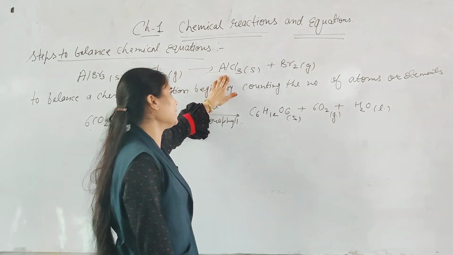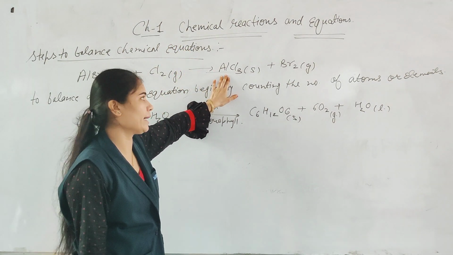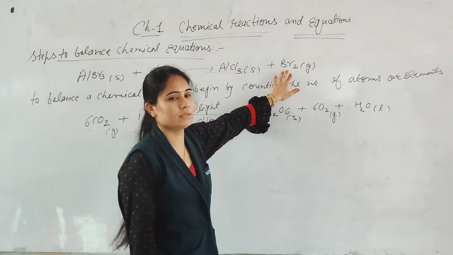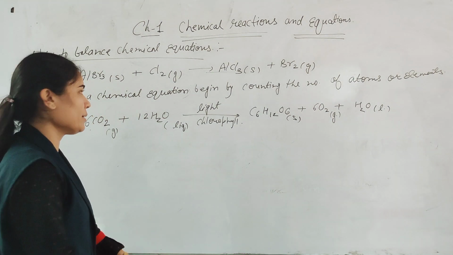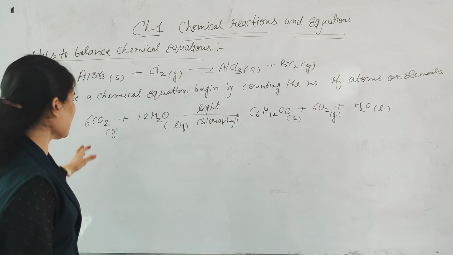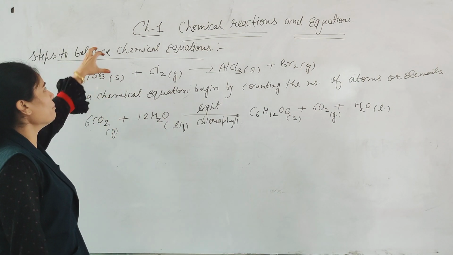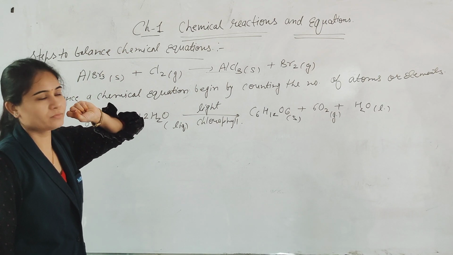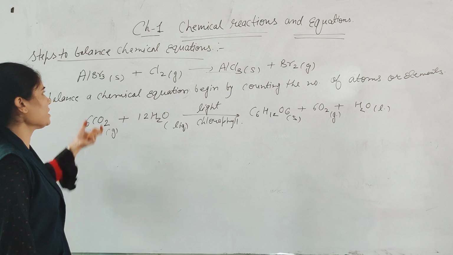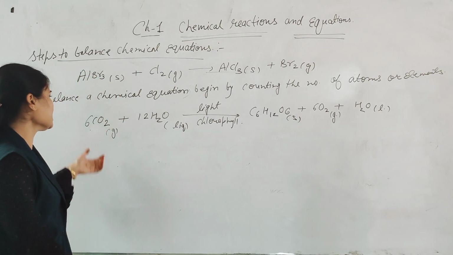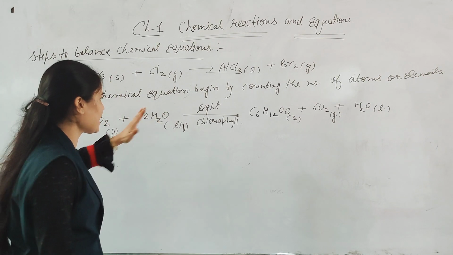the final product, that is aluminium trichloride plus Br, that is existing in gaseous form. So now I am taking you through examples regarding how to balance a chemical equation. What exactly is balance? Firstly, we will take a rough reaction for it, just like CO2 plus H2O.